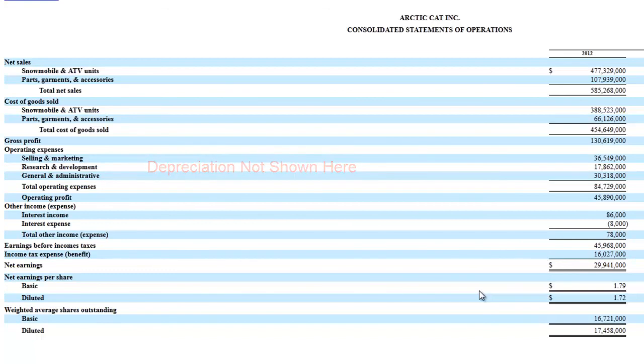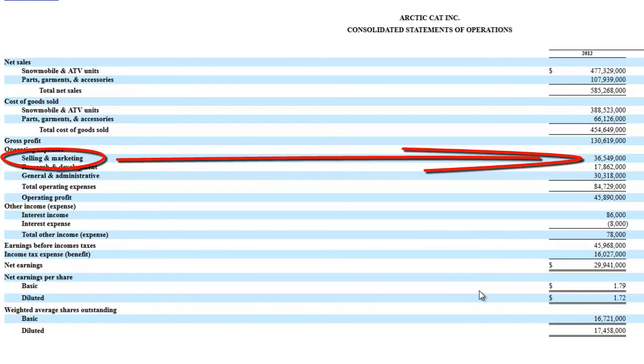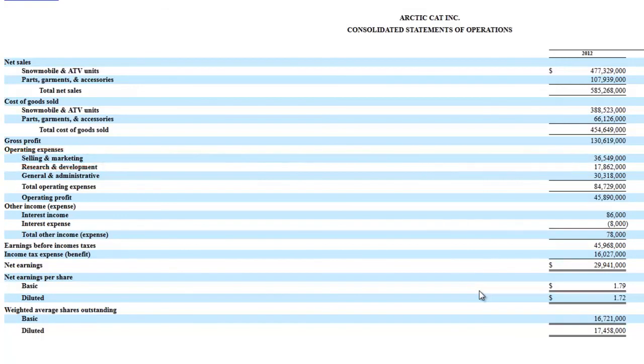Let's talk about each of them. Usually the first item under operating expenses is sales and marketing. Sometimes sales and marketing are combined with general and administrative expenses as SG&A, which stands for selling, general, and administrative expenses. With Arctic-Cat, these two expense categories are listed separately. Selling and marketing expenses include everything a company has to do to acquire new customers or keep existing customers.